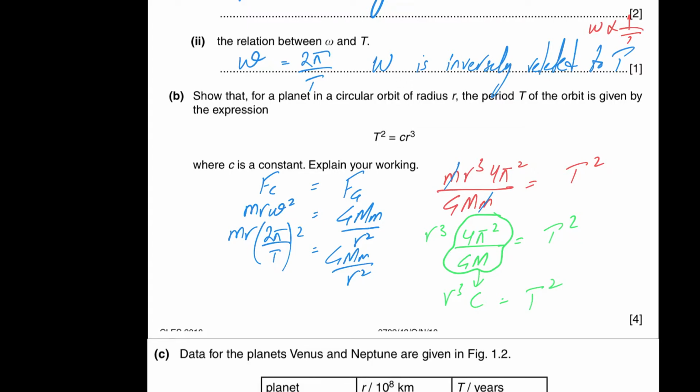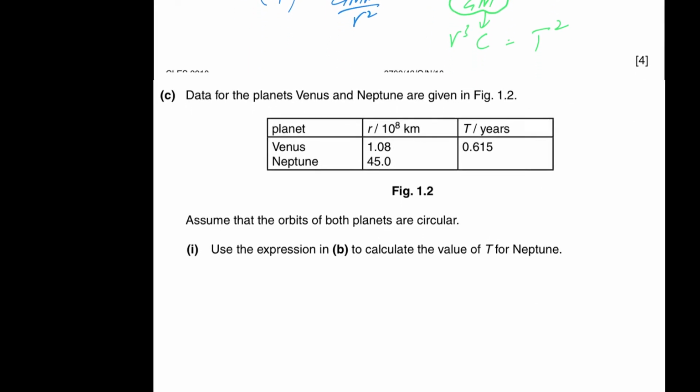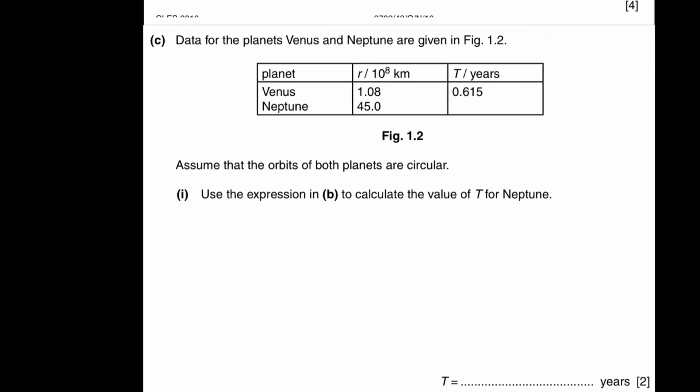Moving on to the next part of the question, part C says, data for the planets Venus and Neptune are given in figure 1.2. We've got the radius of Venus, that is 1.08 into 10 to the power 8 kilometers. Don't forget this 10 to the power 8. Don't ignore this. Students often tend to miss this out. And this here is in kilometers. And the time period for Venus is 0.615 years.